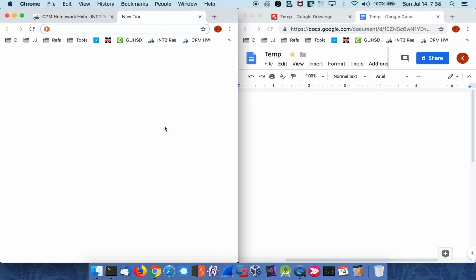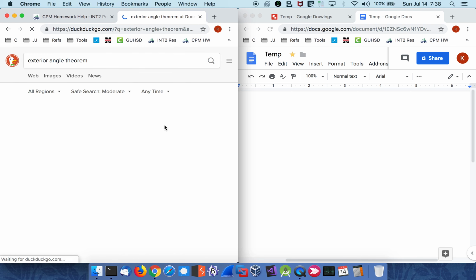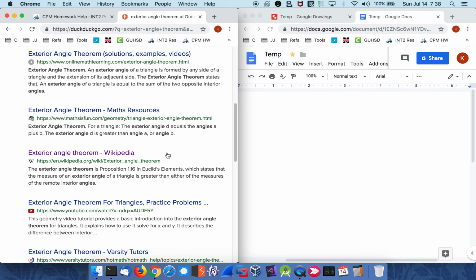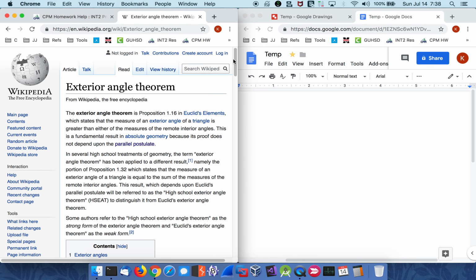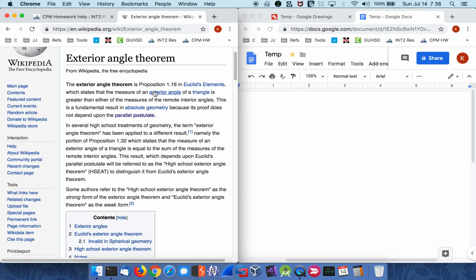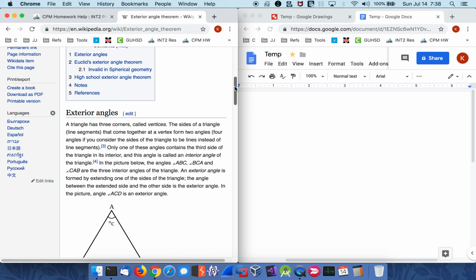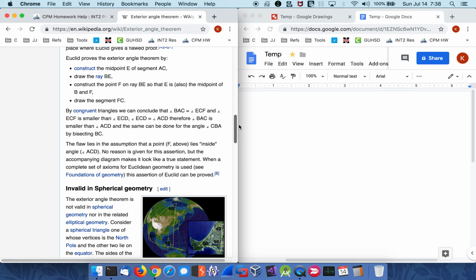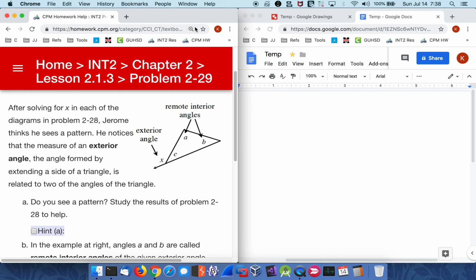Well, yeah, we see a pattern because didn't we already look up the exterior angle theorem? Where is it? Exterior angle theorem. Come on, Jerome. Exterior angle theorem, here we go. It states that the measure of an exterior angle of a triangle is greater than either of the measures of the remote interior angles. Yeah, so we already knew that. It's not just greater, it's actually equal to this one, D. Alright, but maybe they want us to show it.